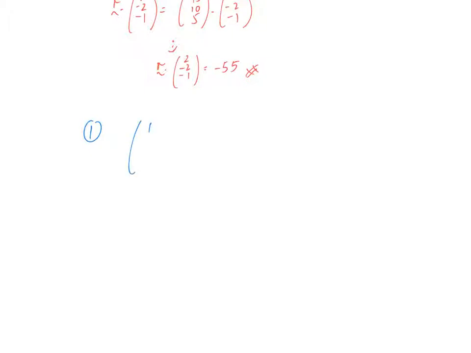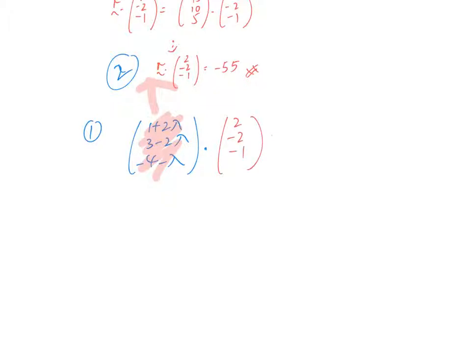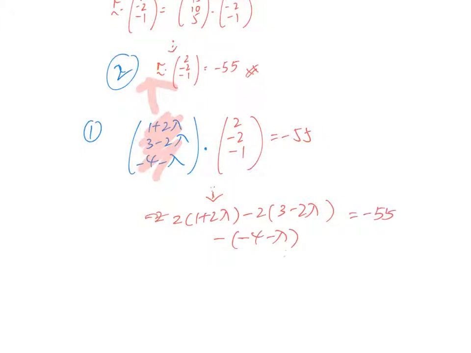We take the equation of the line and the equation of the plane. I just take all the x, y, z and put it here, dot product with (2, -2, -1) to get -55. All goes well, I should have 2 times (1 plus 2 lambda), minus 2 times (3 minus 2 lambda), minus (-4 minus lambda) equals -55. Continue to solve this, my lambda should be -55 over 9.